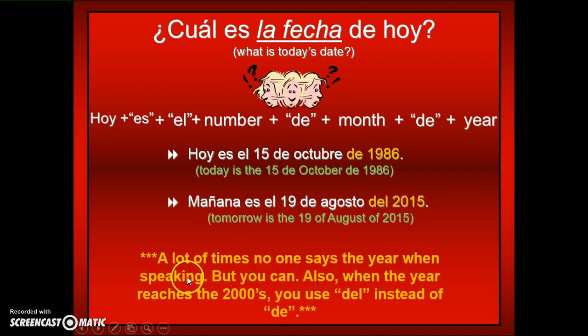So I put a side note here. A lot of times no one says the year when speaking, like I mentioned before, but you can. Also, when the year reaches the 2000s, so this jump from the 1900s to the 2000s, you use del instead of de. Okay, so make a note of that if you do use the year.